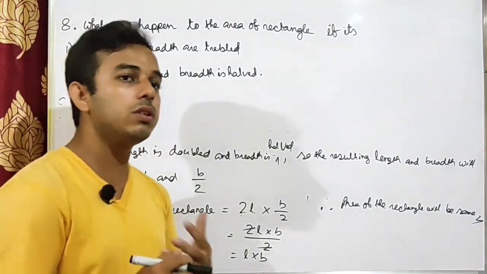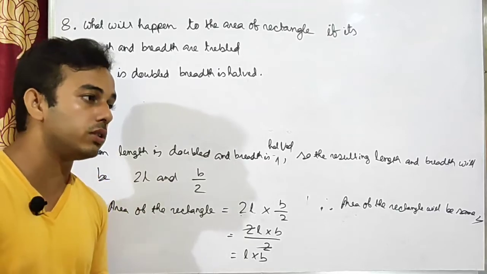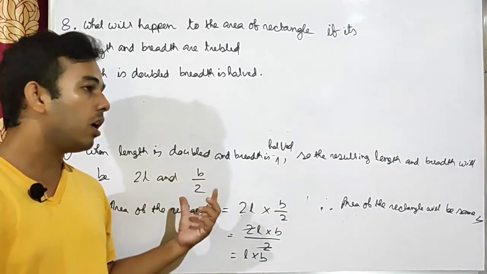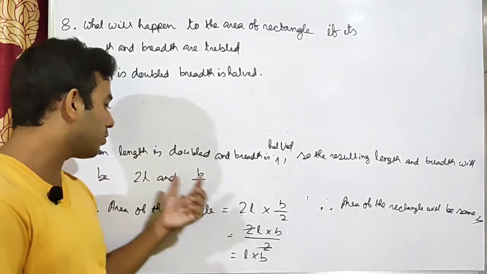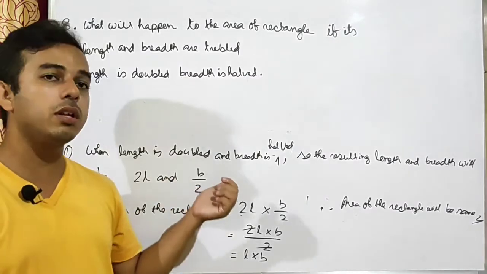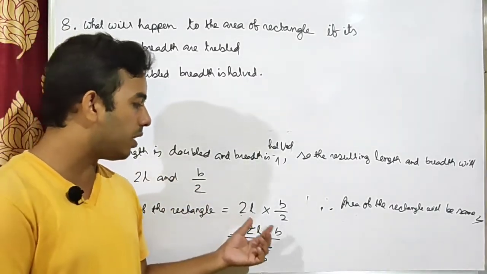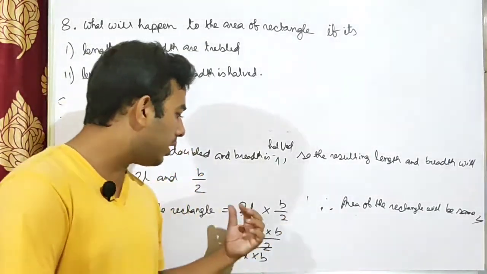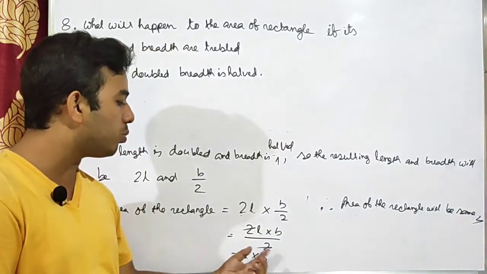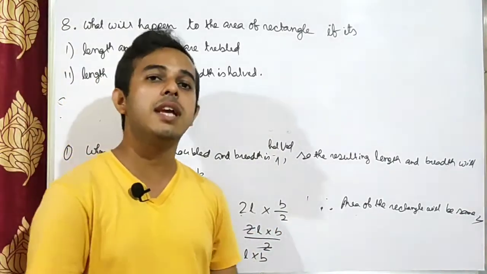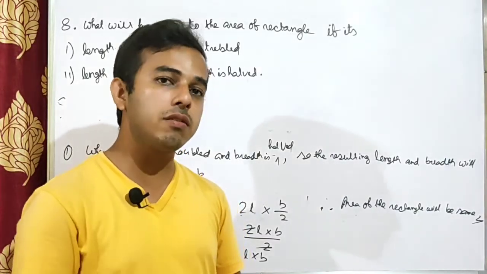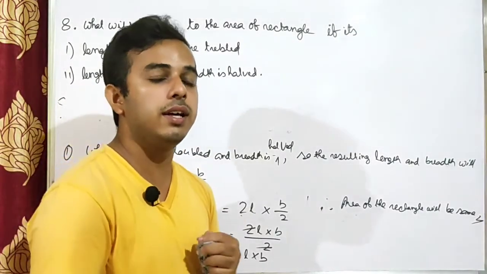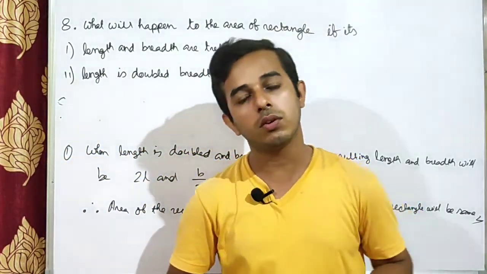We have to think deeply about what the question is saying. In the second case, length is doubled and breadth is halved. So the length will be 2L and the breadth will be B by 2. The area of the rectangle is length into breadth, right? I have multiplied: numerator into numerator, 2L into B divided by 2, the 2s cancel, L into B. So is there any change? L into B, in general the area of the rectangle is L into B. Clear?